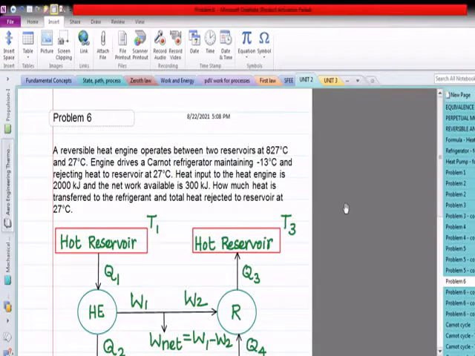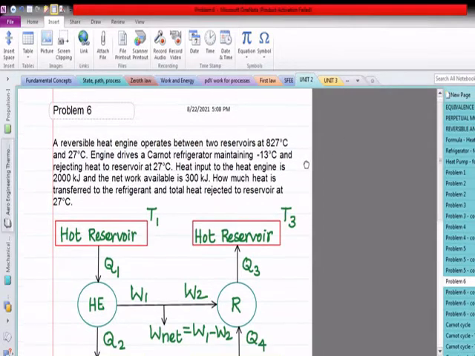Good morning, students. We have looked at the formulas for solving problems on heat engine and also for solving problems on refrigerator. In this video, we are going to look at a problem where you have a system which is a combination of heat engine and refrigerator.